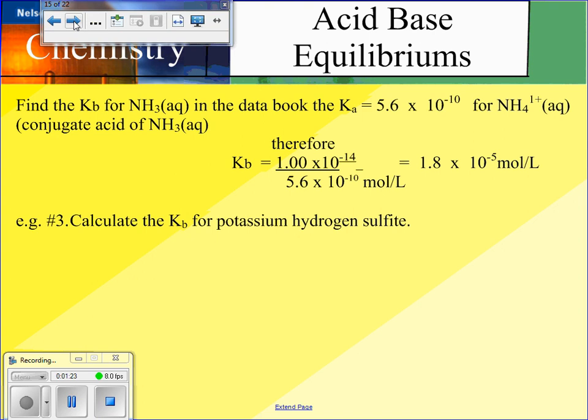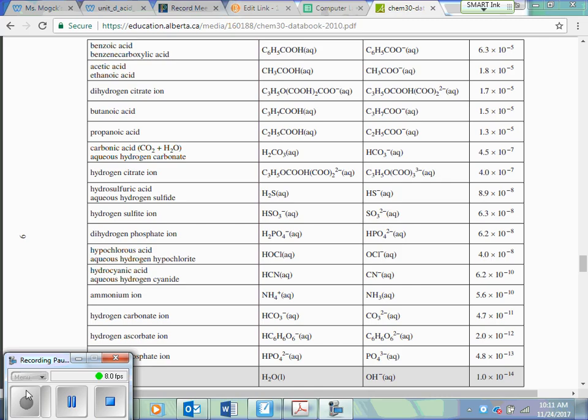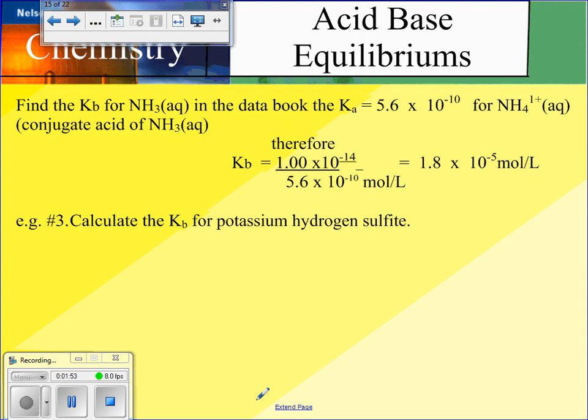So if we look at an example, if we find the Kb for ammonia, we can locate ammonia in the data book on page 8-9. So we're looking up that value and using the conjugate acid value. So if we look up the ammonium ion, the value for the ammonium ion is 5.6 times 10 to the minus 10. So that's the value that we're going to substitute in to our equation. So 5.6 times 10 to the minus 10 is the Ka. And if we divide Kw by Ka, we get a Kb value of 1.8 times 10 to the minus 5.